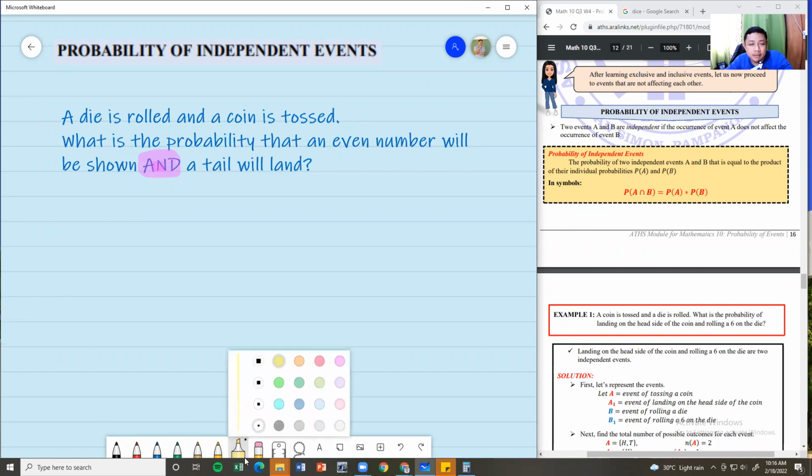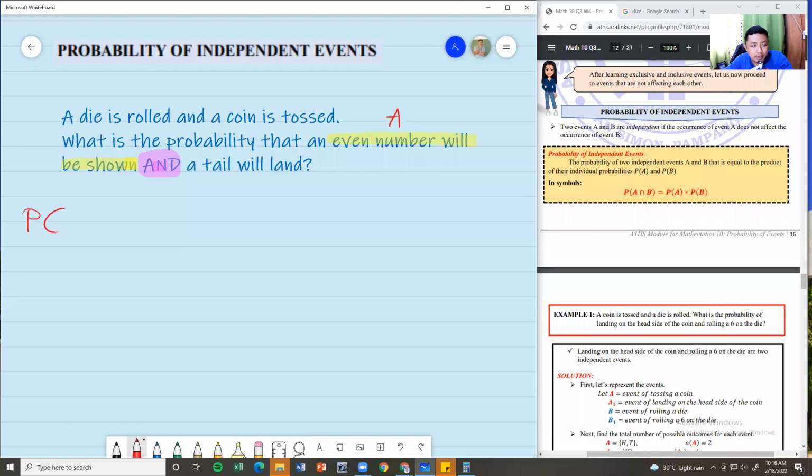Our two events will be an even number will be shown. So therefore, that will be our event A. So what's the probability of getting an even number from a rolled die? Type the answer in the chat box, please. That's our first event. What's the probability that an even number will be shown?